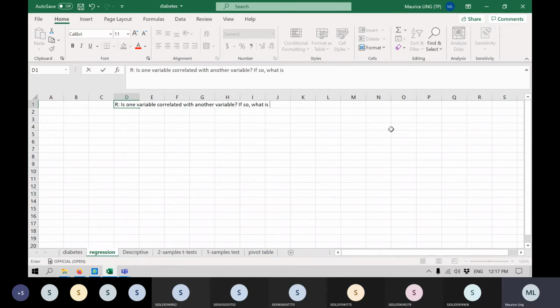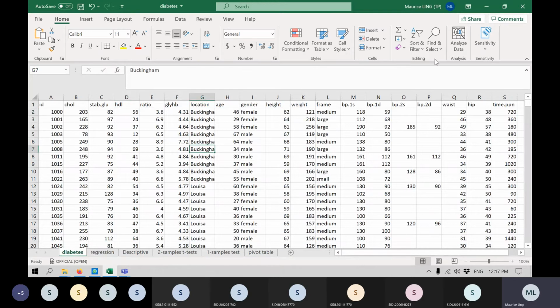Correlation, what is the relationship? A relationship, we are actually looking for an equation. For example, in your diabetes data set, you find that there are two blood pressures, BP1 and BP2. S represents systolic blood pressure, D represents diastolic blood pressure.